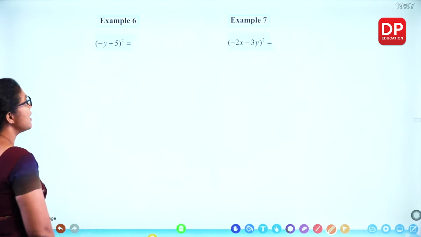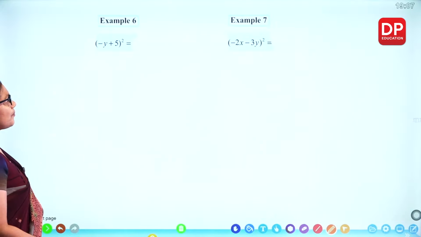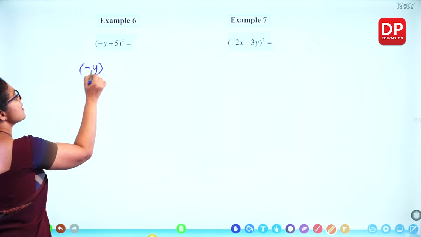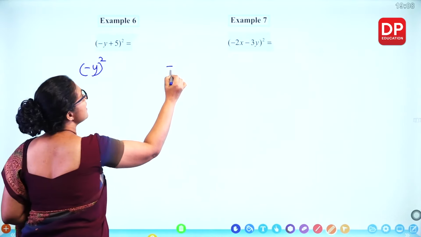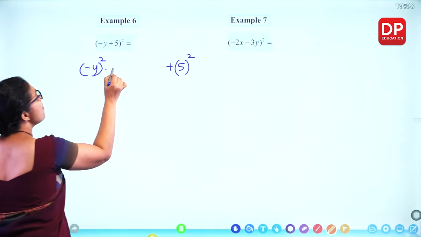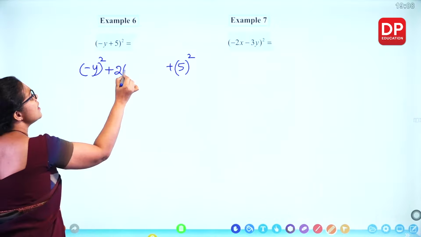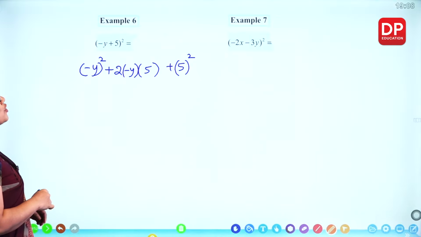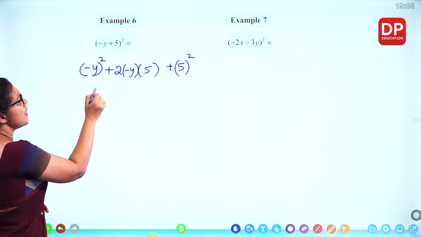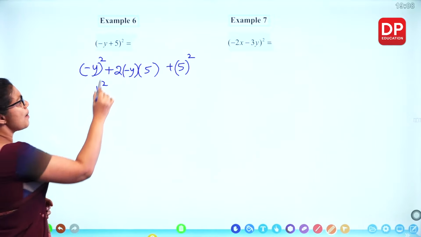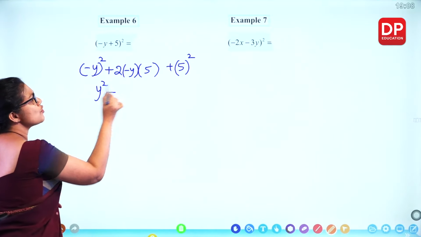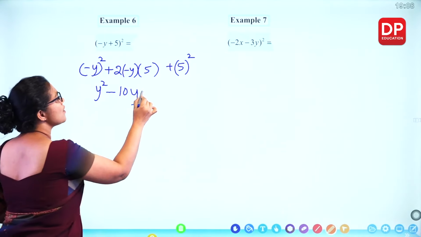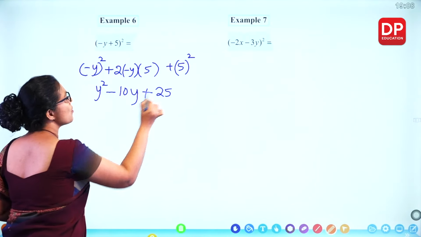Now we'll look at example number 6. So the first term is minus y. So use the same procedure. Take the first term and square it. Take the last term and square it. The middle term is always double of the two terms. So you get minus y into 5. So when you multiply, what do you get? Minus y into minus y becomes y squared. Middle term is negative because plus into minus comes. 2 times 5 is 10, 10y. What is 5 squared? You get 5 times 5, 25.